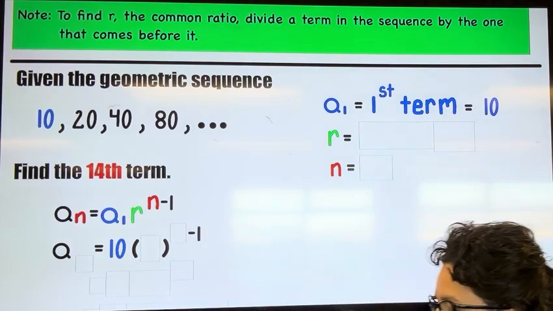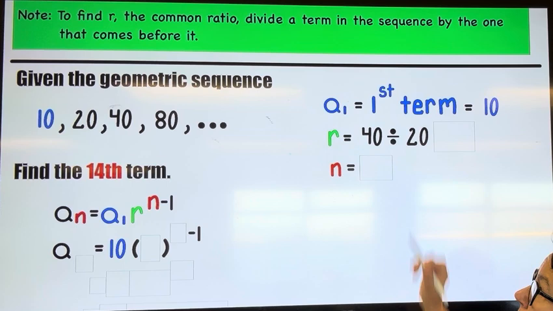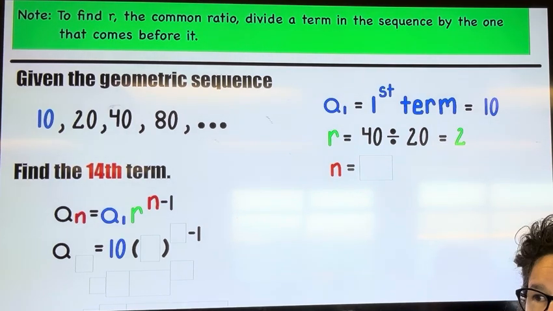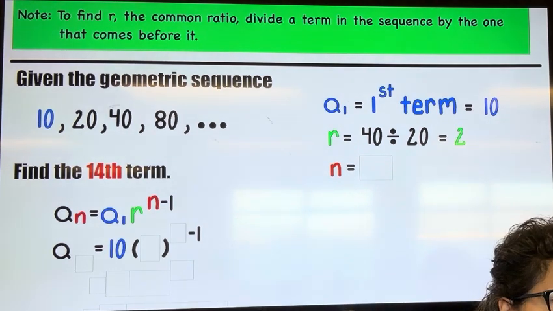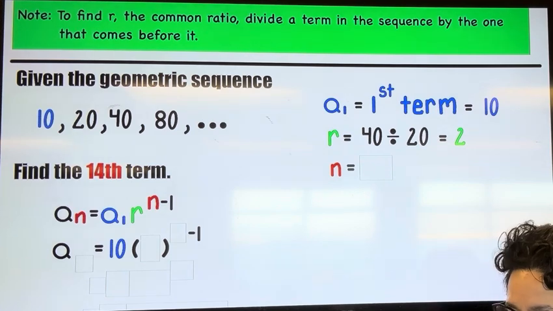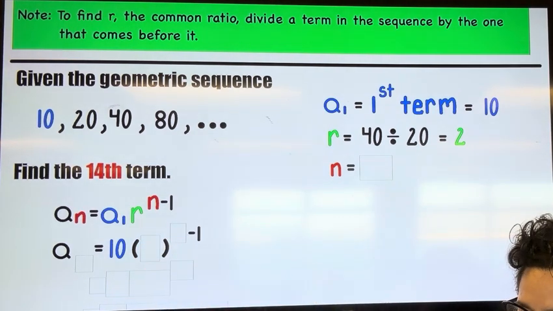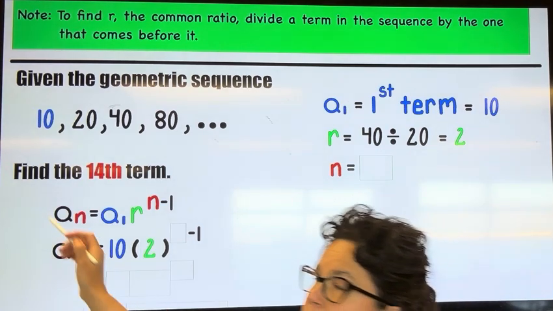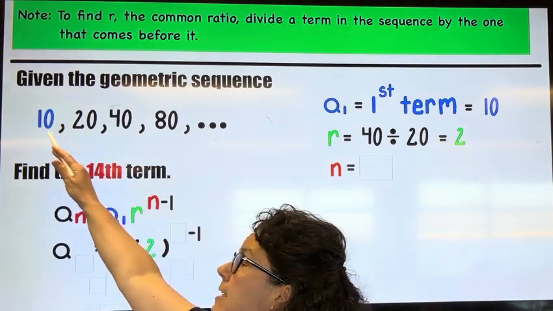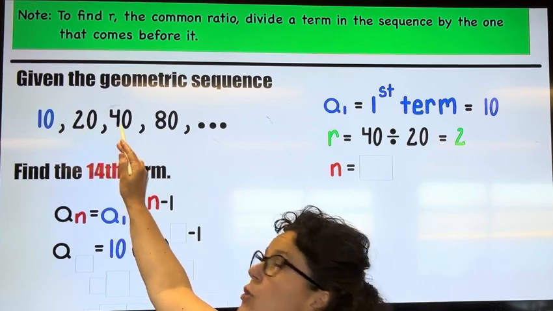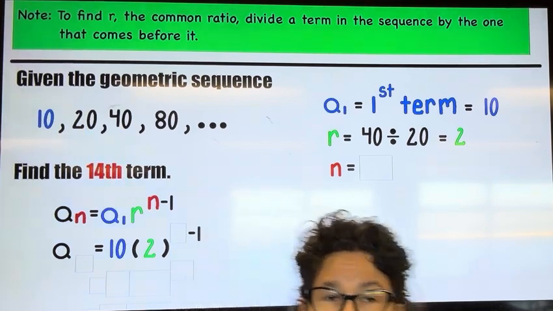So I just did an example, 40 divided by 20, which is 2. But again, I could have picked any number and divided it by the one that came before it. So I'm going to replace the r with 2. And that's saying that to move from one number to the next, 10 times 2 is 20, 20 times 2 is 40. That's what that 2 means.